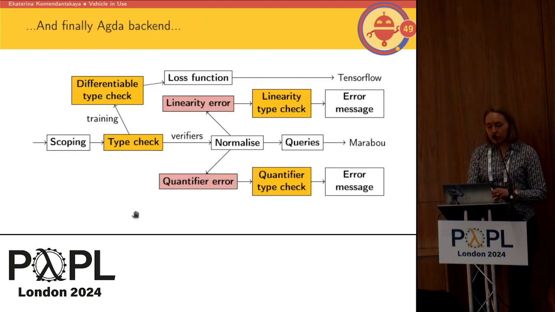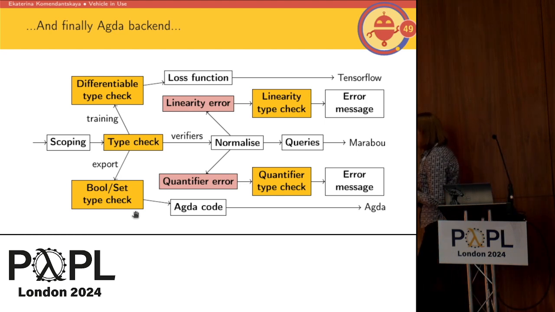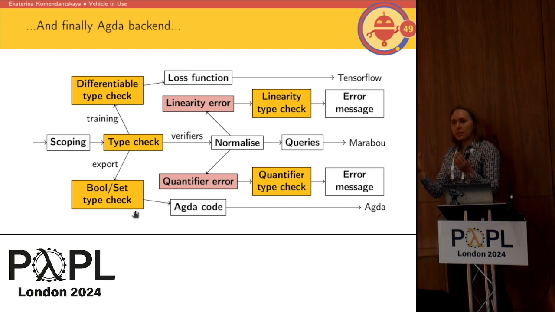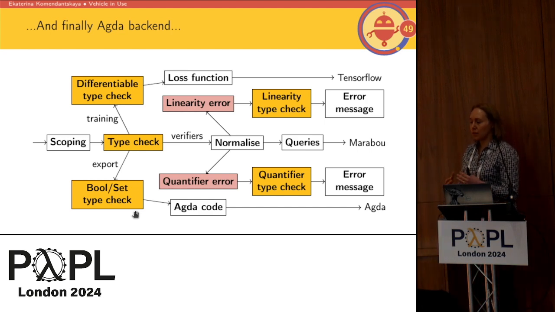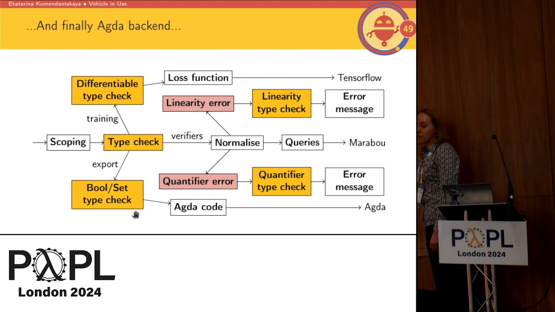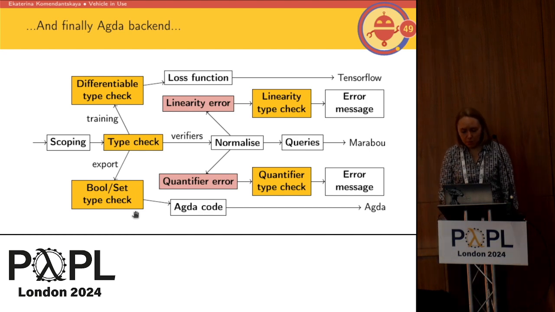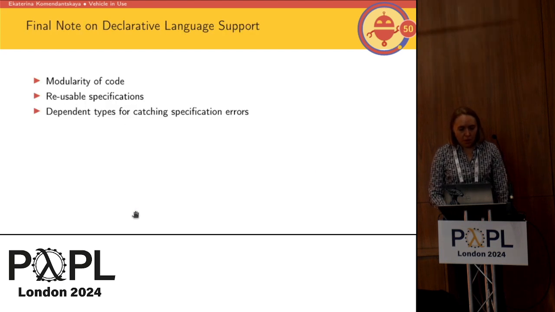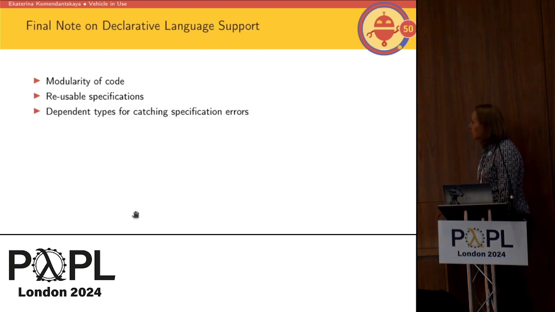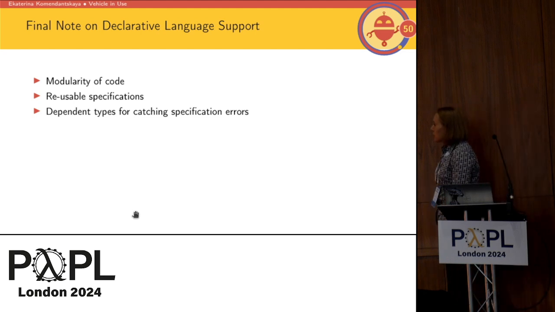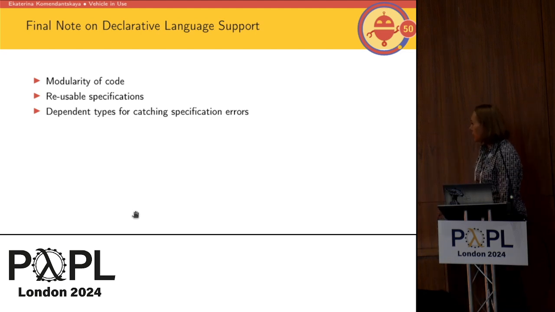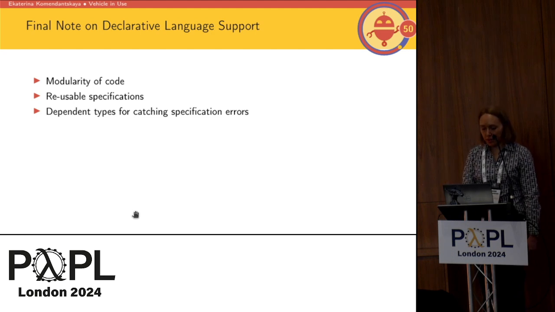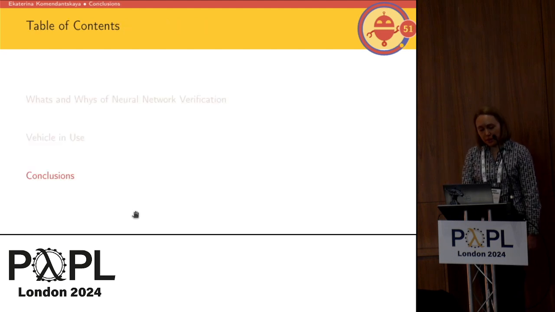And finally, Agda backend. You can also convert Vehicle property into the Agda code so that that bit about the controller that you need to program in Agda is given to you automatically. But this is the easiest part because Vehicle syntax is so similar to Agda's. So this was great. I mean, this gives us modularity of code. This gives us reusable specifications, and it uses dependent types for catching specification errors. This is ideal contribution that declarative languages can give to this domain, or so we think.